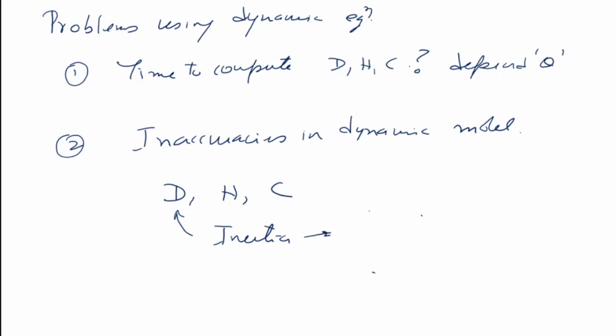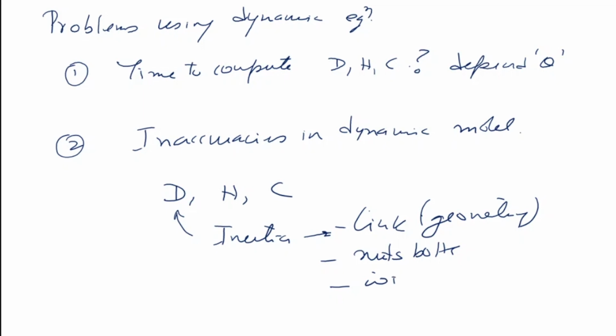You need parameters of the link, say geometrical parameters, or what is the shape of the link, what is the size of the link. However, you'll need a lot of other things which are on the link. So for example, nuts and bolts, then there could be wires. Now how do you estimate the inertia parameters of those? You cannot.